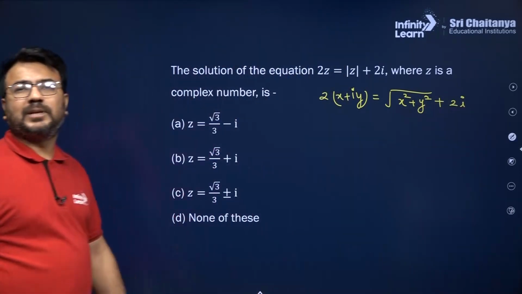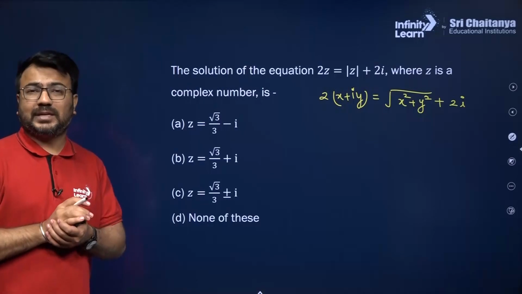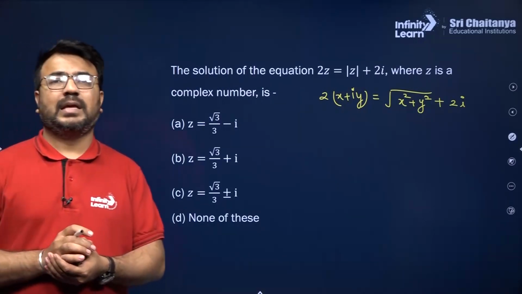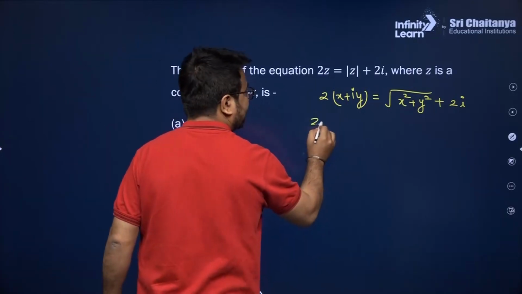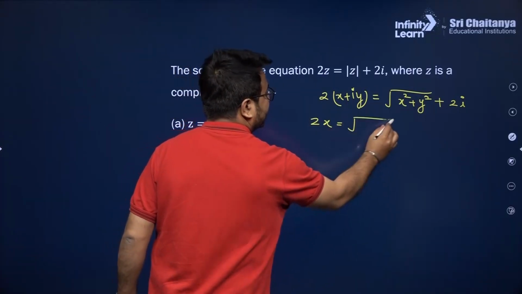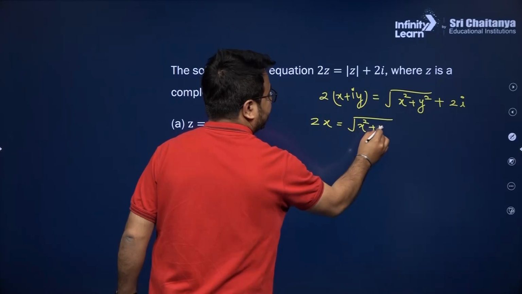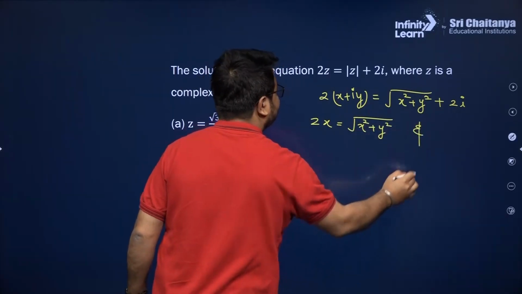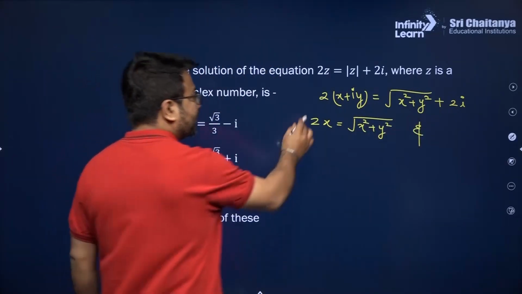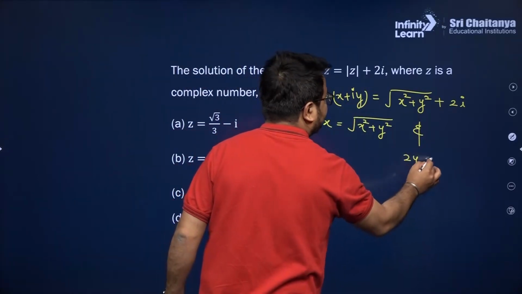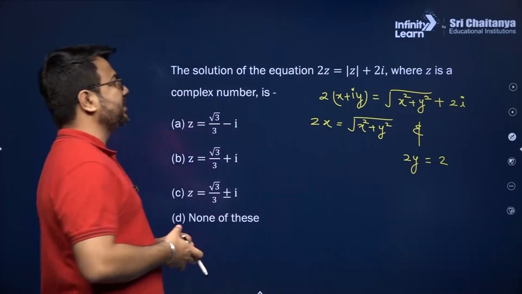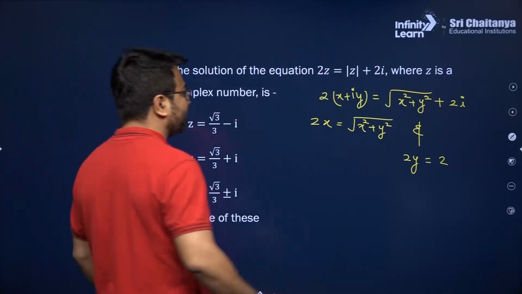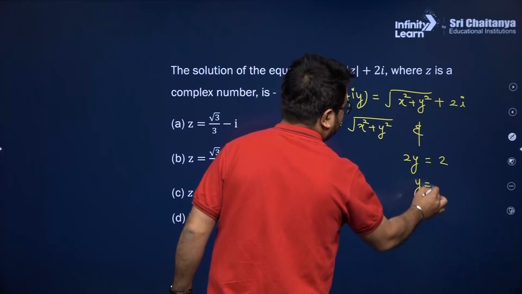Now whenever two complex numbers are equal, that means their real part should be equated and their imaginary part should also be equated. So here we have 2x as the real part and here we have the square root of x² + y². Moreover, if I want to equate their imaginary part, it will be 2y, and here the imaginary part will be equal to 2. I hope this is also clear to you. So I got the value of y as 1.